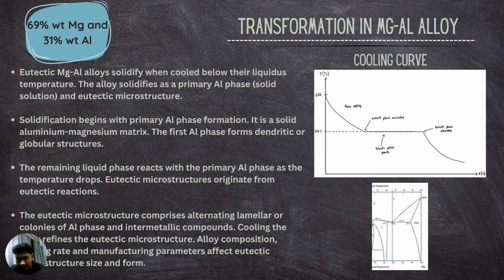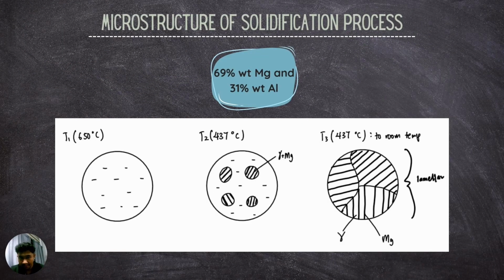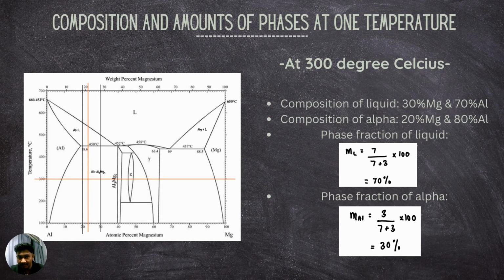So this is the cooling curve for the eutectic phase. As we know, in the phase cooling, these are all liquid, and at the constant temperature, the eutectic phase grows, and so on. So this is the microstructure. At T1, we will get all liquid, and at T2, the lamella structure will start to form, and at T3, at room temperature, the lamella structure will completely form. This is the composition and amounts of phases at one temperature. As we can see, this is at 300.